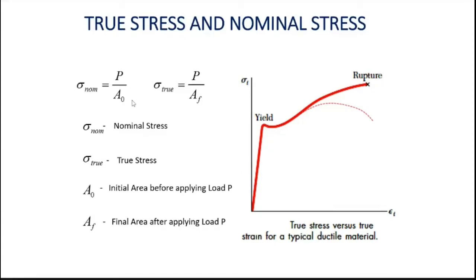You can't even keep a strain gauge. And it is, of course, very, very difficult to identify the time of loading. The only thing I can identify is at the time of breaking. At the time of breaking, I can measure the final cross-section area. So normal stress is force by initial cross-section area. True stress is force by final cross-sectional area. So when I plot my true stress, you will get something like this. Rupture will be like this.